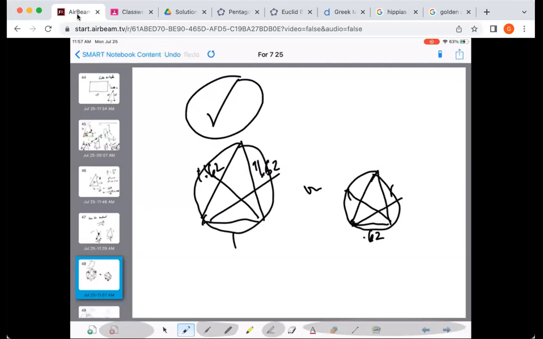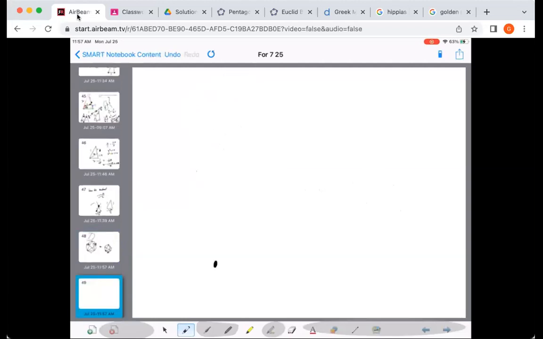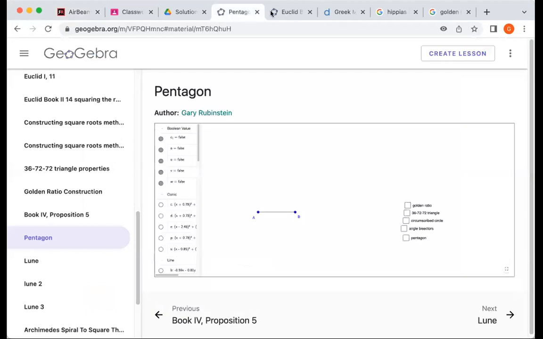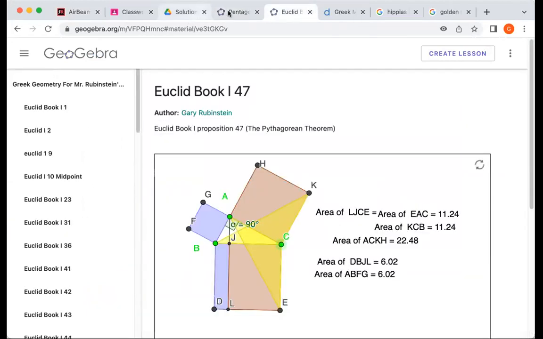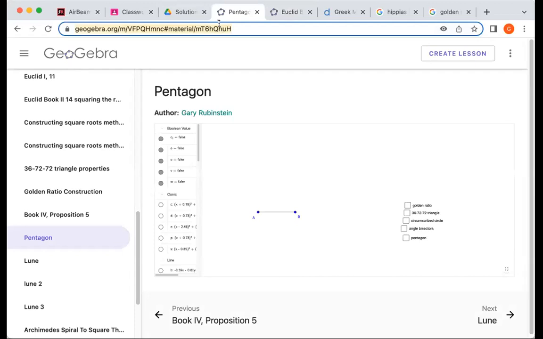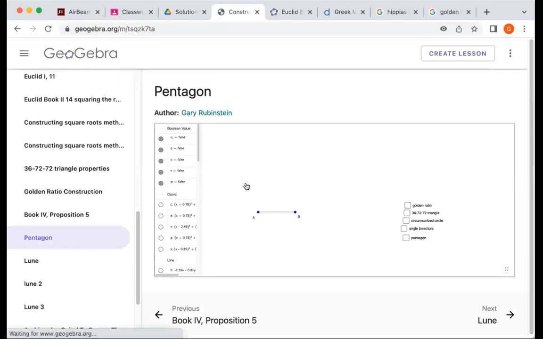So what we need is, see, we have a line segment of length 1. That's going to be the base of my 36, 72, 72 triangle. But now I need a line segment whose length is 1 plus square root of 5 over 2, which seems really hard to do. But it's actually not as bad as you would think. Let me come over here. I actually put a link in for you. Let me come over here and I'll take you through the steps.